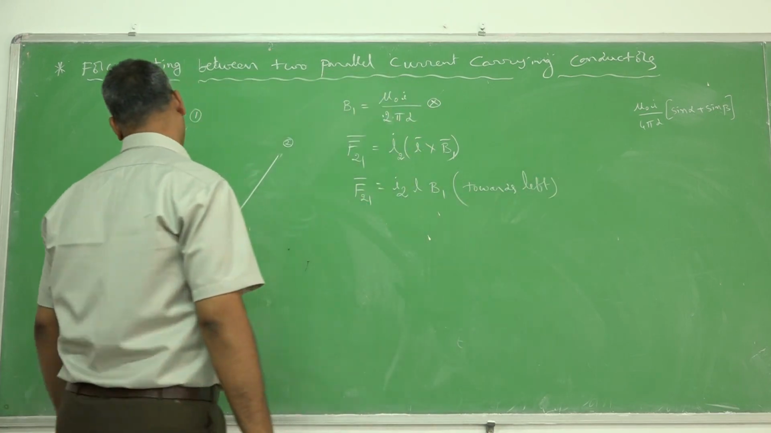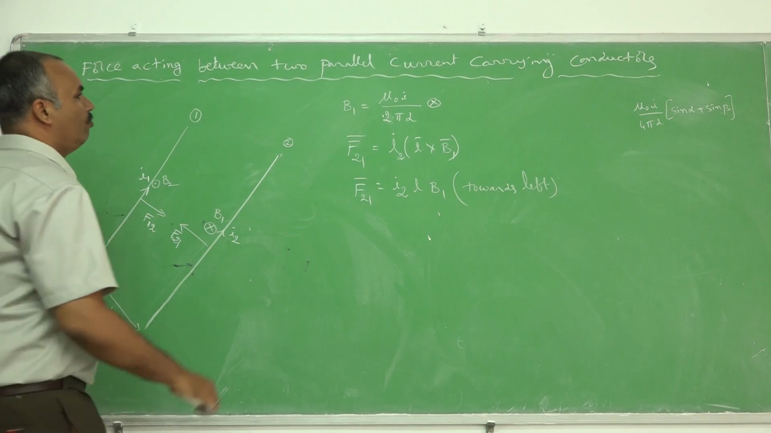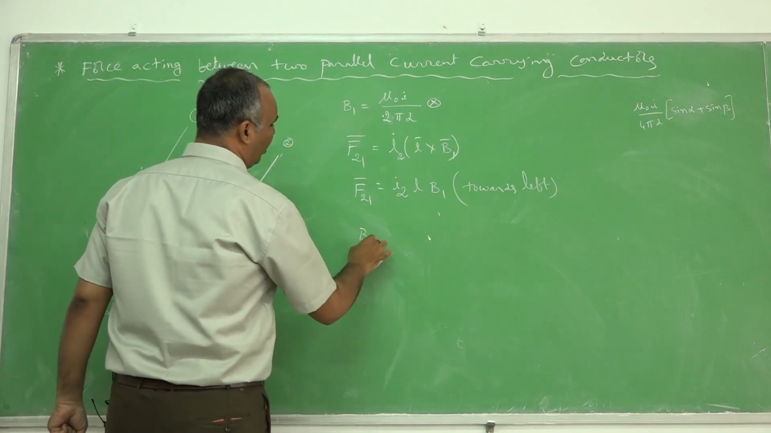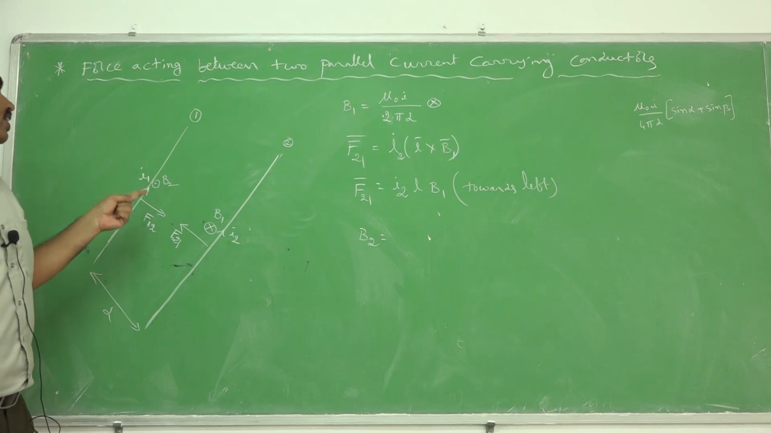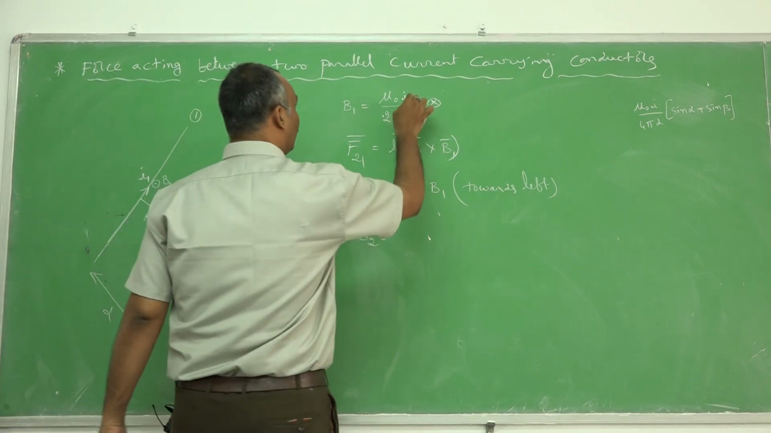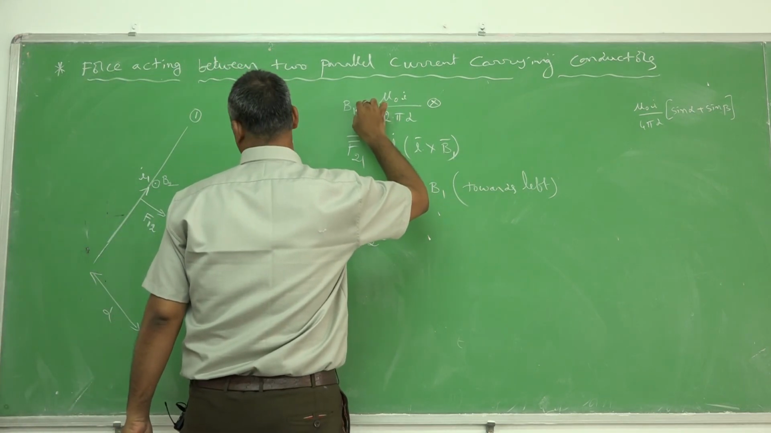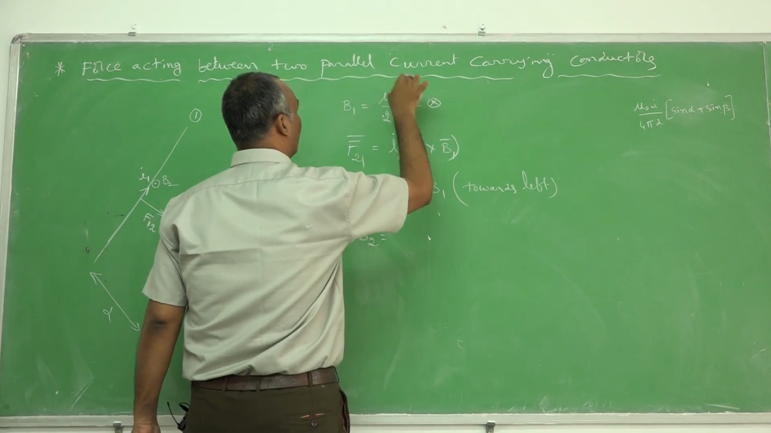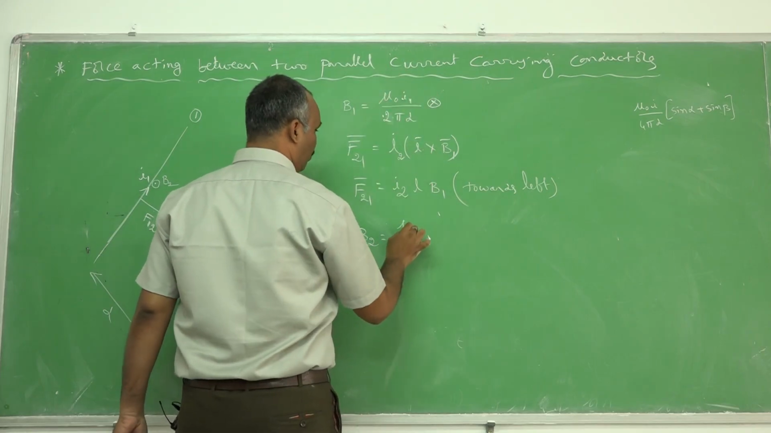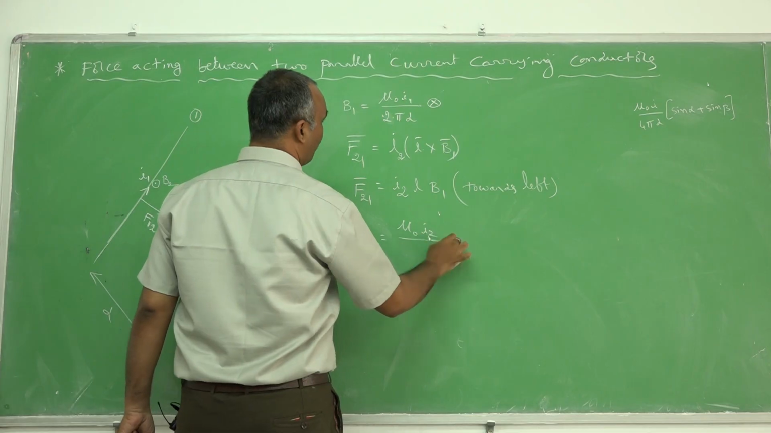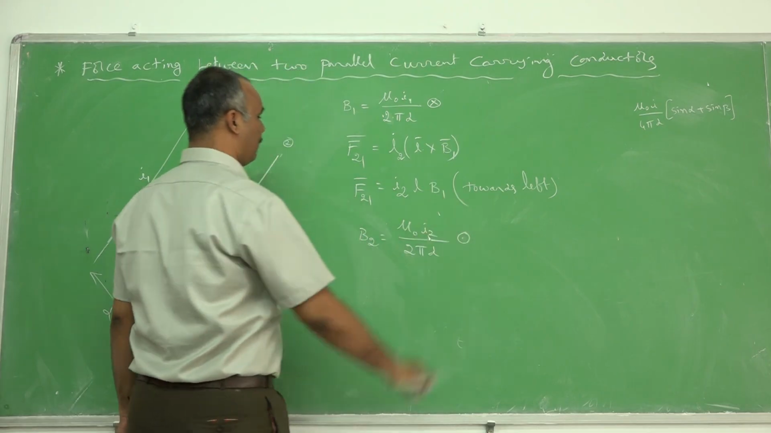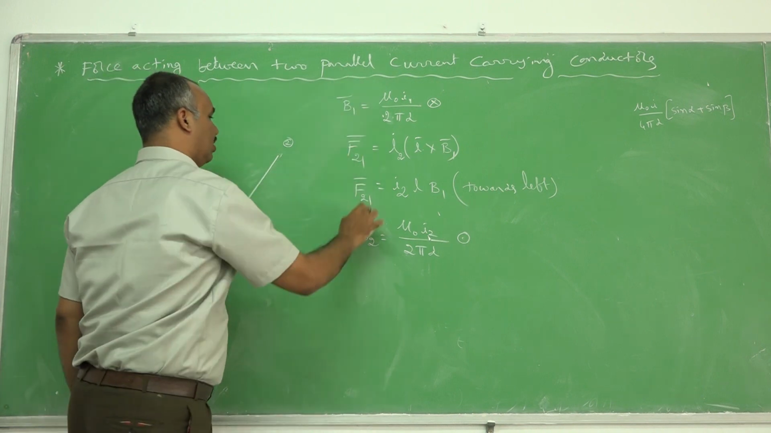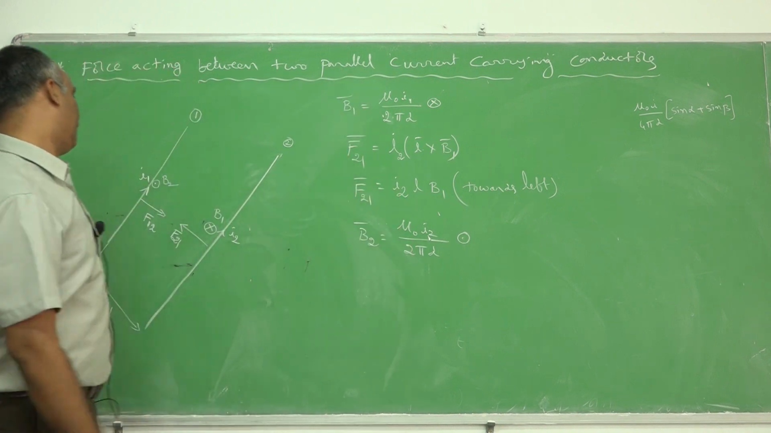Similarly, let me have the value of B2. Magnetic field developed because of the second conductor in the vicinity of the first conductor. Mu naught, actually this is a magnetic field developed because of the second conductor, so I2 I should write. Here mu naught I2 by 2 pi d, out of the paper. As it is a vector, you should keep the vector out of the paper.